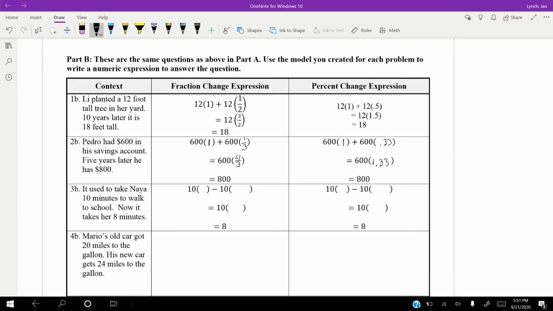So again, we're going to have 10 times 1, because we had that original 10, and we're subtracting our fractional change, which was 1/5. Which means we're going to have 1 minus 1/5. That gives us 4/5. So 10 times 4/5 gets us 8. Now again, let's look at percent-wise. We're going to have 1 minus 10 times 0.2. Which means if we put these together, we're going to have 10 times 0.8, which gets us 8.